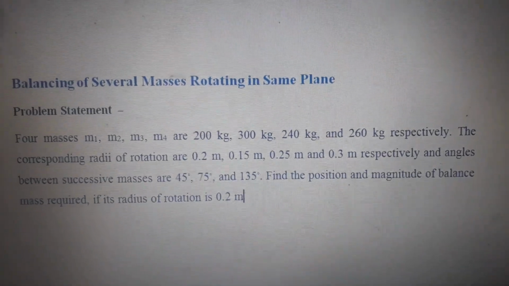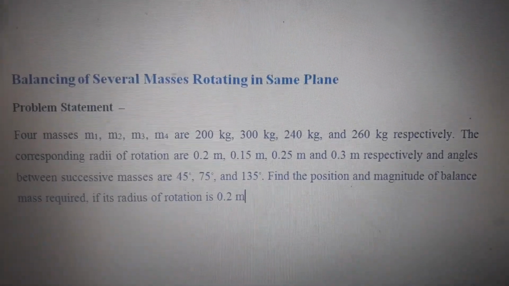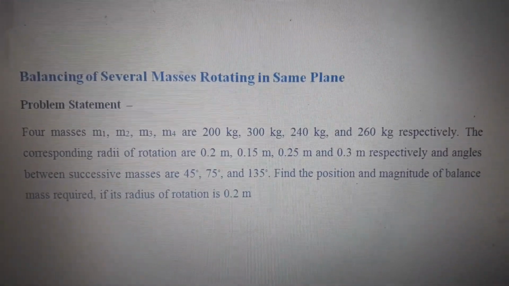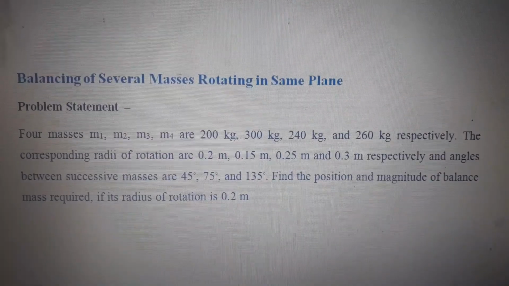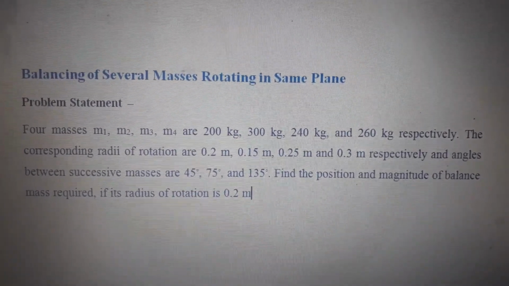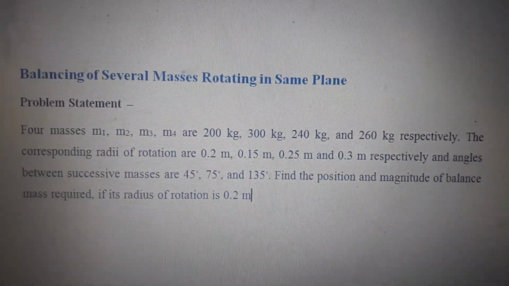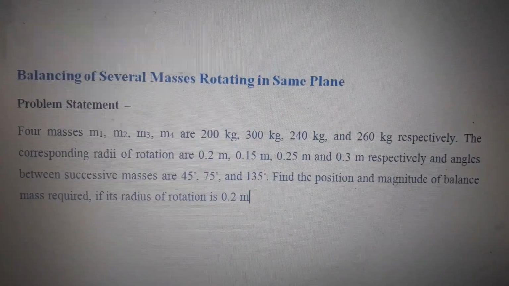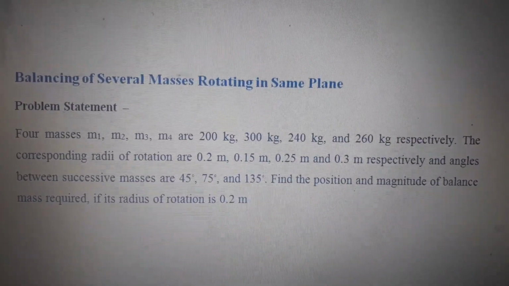In this video, we are going to discuss the balancing of several masses rotating in the same plane. So let us consider the problem statement. Four masses m1, m2, m3 and m4 are 200 kg, 300 kg, 240 kg and 260 kg respectively.